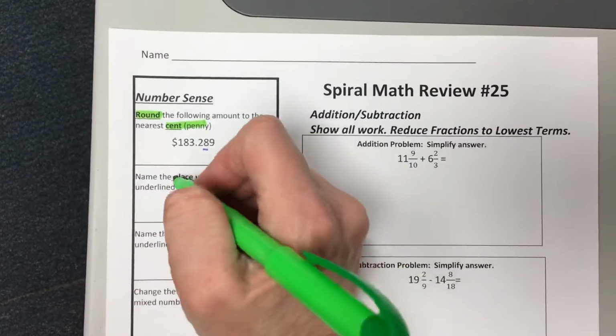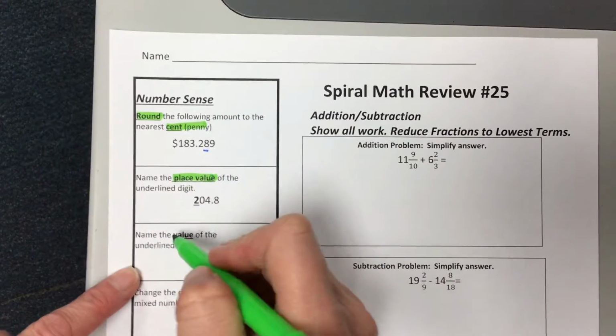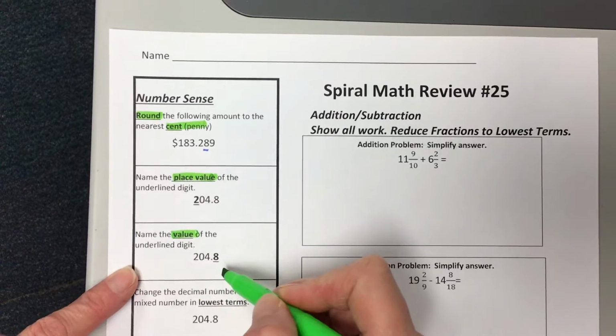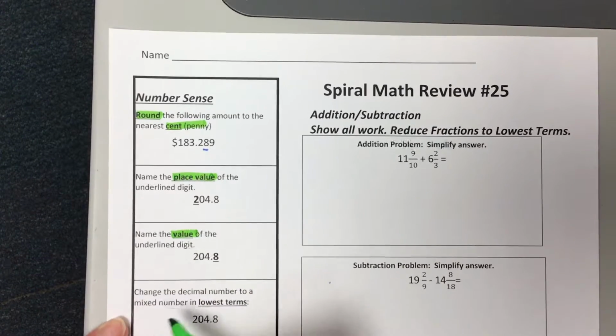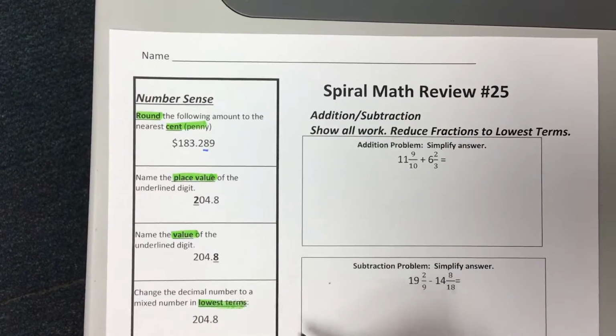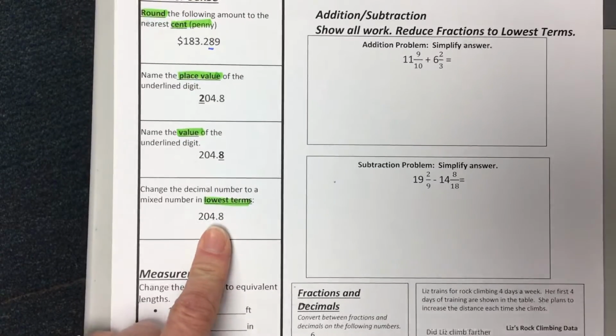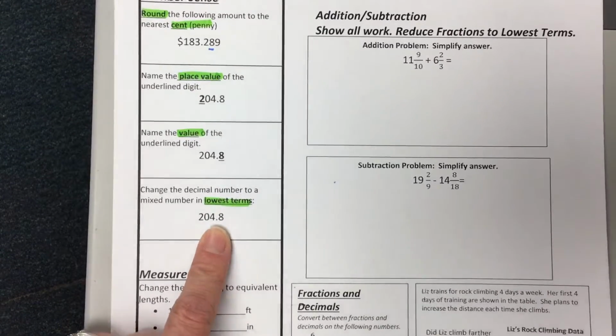The second one asks you to name the place value. Then you need to name the value of this 8. Now we need to change this decimal to a mixed number and remember to put it in lowest terms. This number is 204 and 8/10.